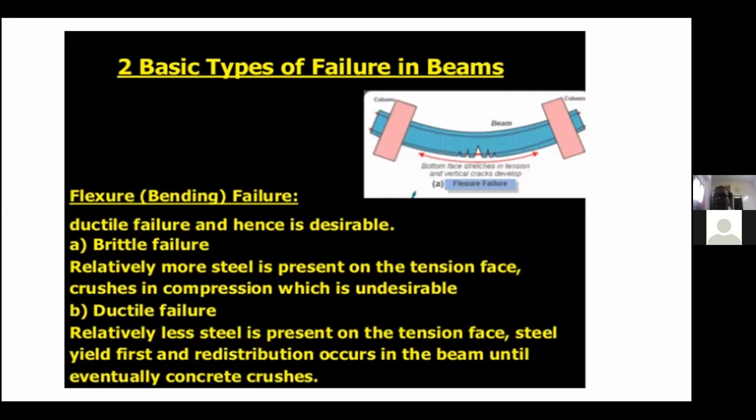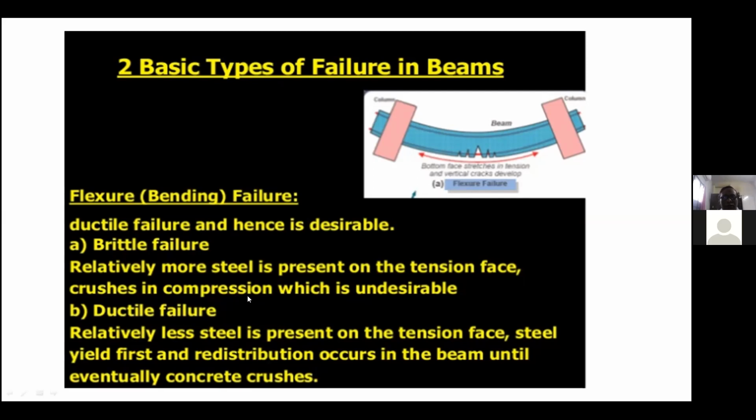Now normal design is the under reinforced section where the steel reaches the failure first, so concrete will fail next. So that type of failure is a ductile failure. Whereas if you are providing more steel on the member, what will happen? The steel will not fail, the concrete will fail first. So whenever your concrete fails first, that failure is going to be called brittle failure. That's what is explained here. Relatively more steel is present on the tension phase, crushes in compression, which is undesirable.